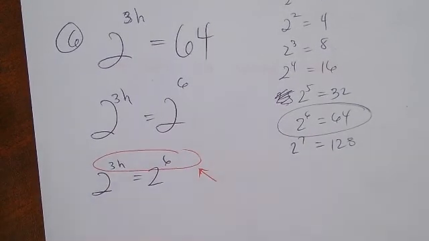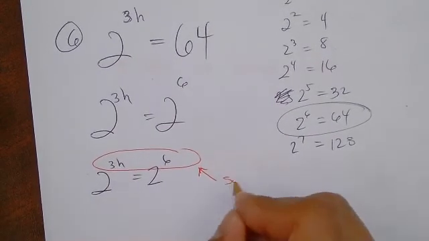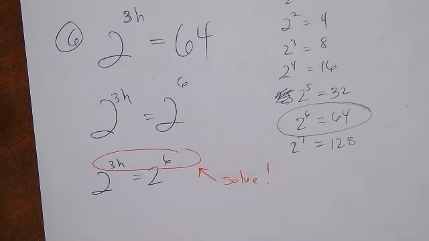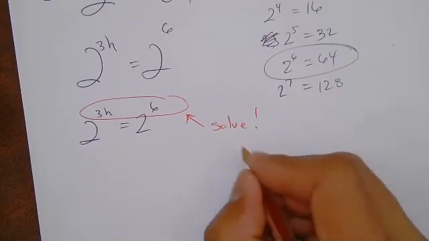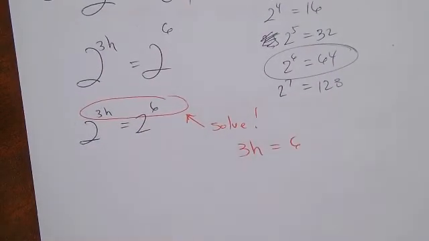Once I get the bases to match, I don't need to look at the bases anymore. I just look up here. I set whatever expressions are left on the exponents equal to each other and I solve it. What am I going to put together to solve? 3h equals 6.